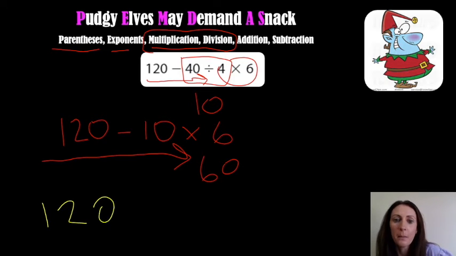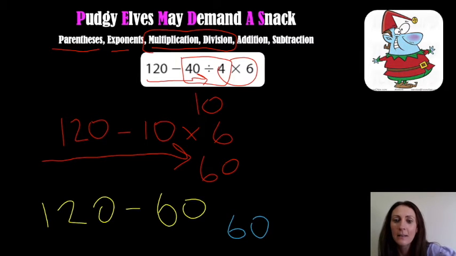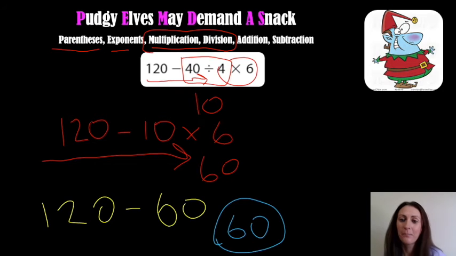120 minus 60. Now, am I ready to move on to addition and subtraction? Yeah, because I don't have any more multiplication or division. So let's go ahead and look at what do I have. Do I have addition or subtraction? I have subtraction. So what is 120 minus 60? This should be a quick answer like that. If you remember back to when you were in primary, your doubles facts. Right, so your answer is what? Yep, you're correct. 60. Nice job.